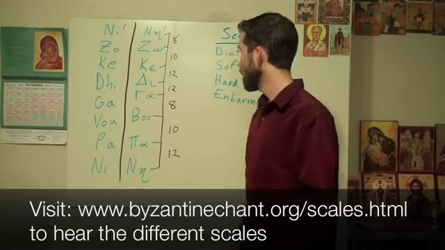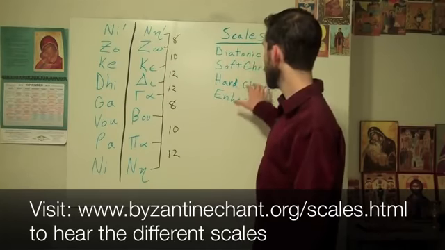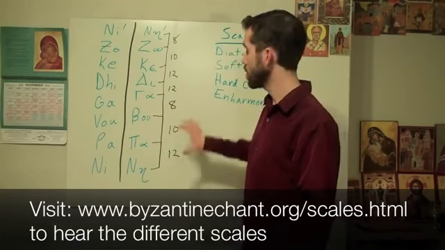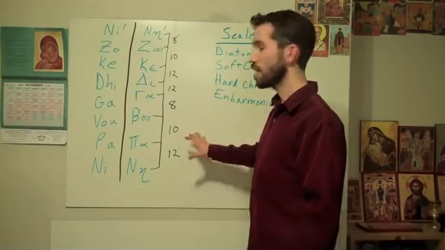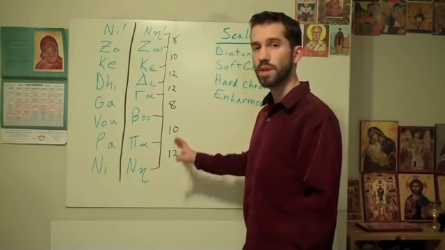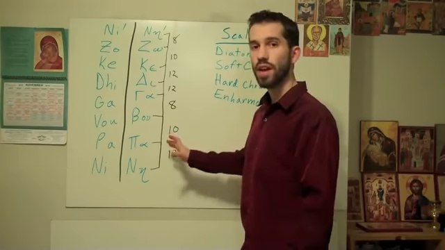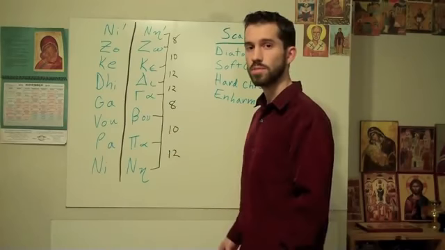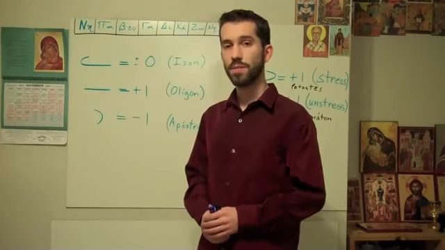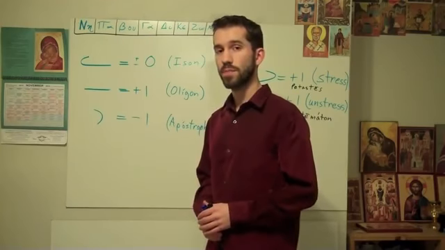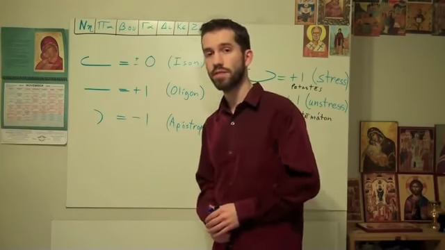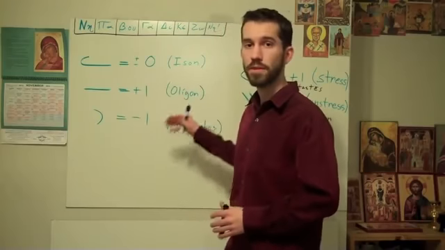Now, when we get to the soft chromatic and hard chromatic scales, we'll get to different intervals in between these notes. But for the moment, we'll stick with the diatonic scale, or something approximating that for the Western ear, to understand how the notation fits into this structure. Now, before learning the notation for Byzantine notation, first we must understand how Byzantine notation compares to Western notation in terms of the staff versus the neumes that we have here.